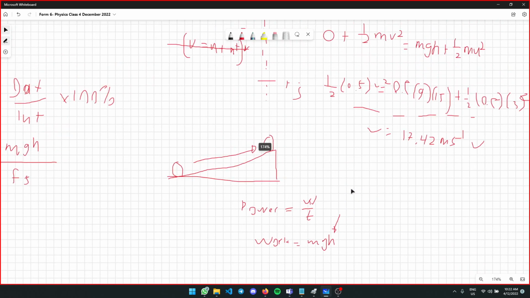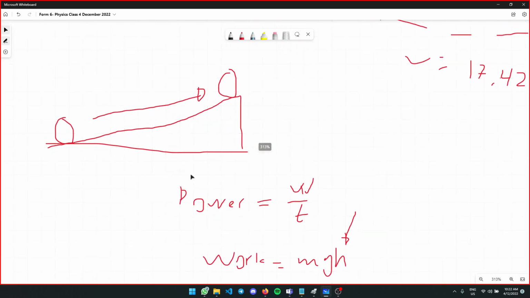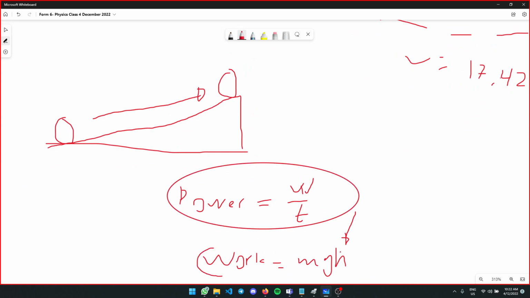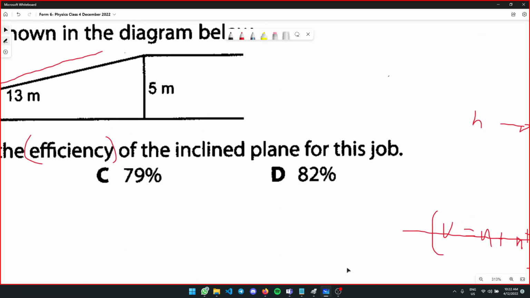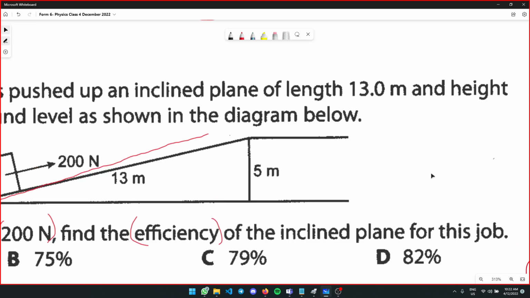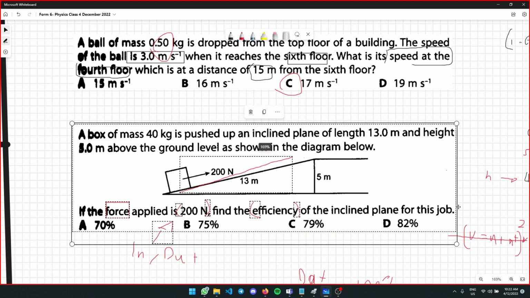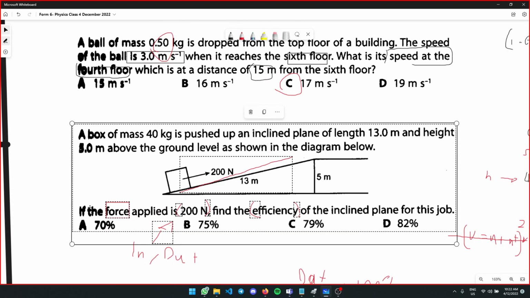Power is work over time. Work here is mgh. Why mgh? If you notice here, what is the output? What are you getting from doing this? A block moves 5 cm upward. That's all. That's what you're getting here.